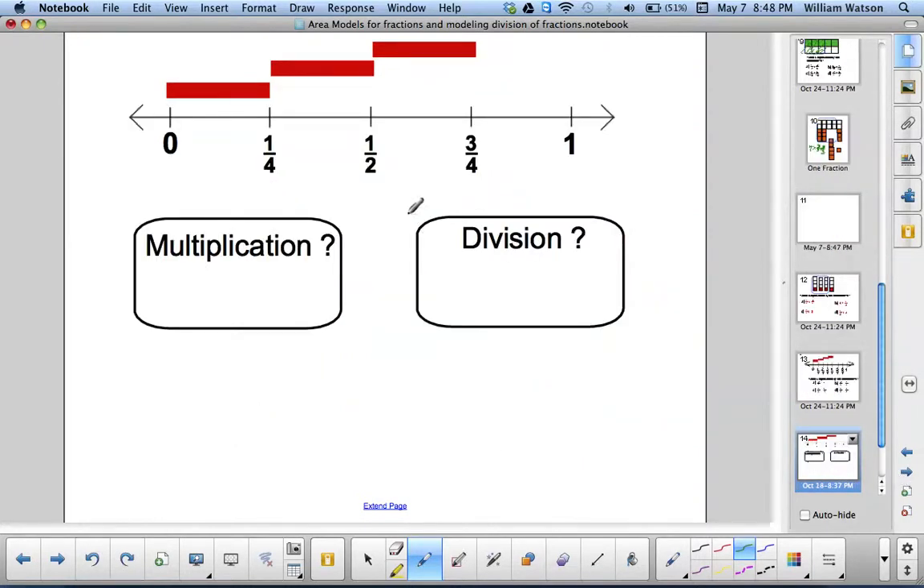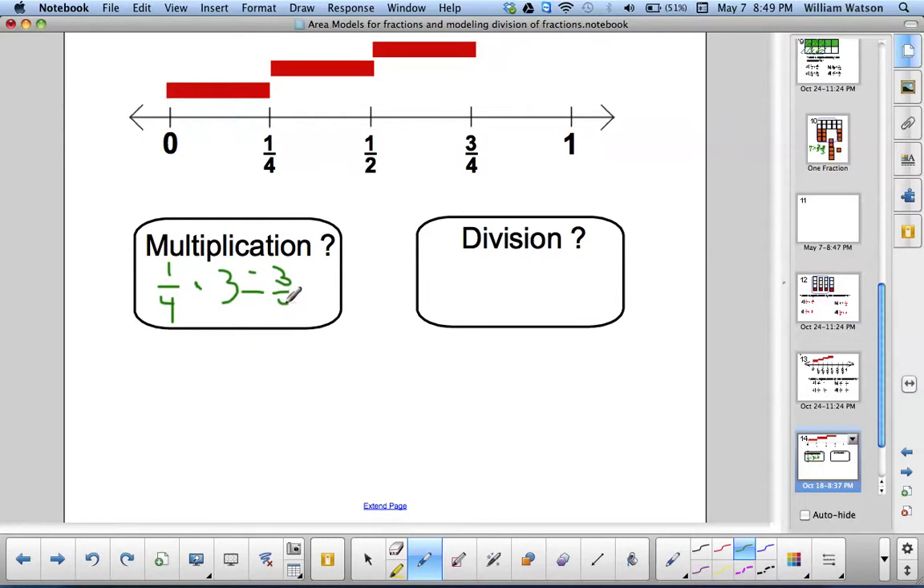Here it's the same kind of model on the number line, but I've left a space for multiplication or division, so I have the kids come up and come up with either the multiplication problem that it models or the division. So here for multiplication we've got a fourth bar and we've got it 3 times. So it's 1/4 times 3. For the division, it could also show how many fourths are inside of 3/4, and I haven't finished this.